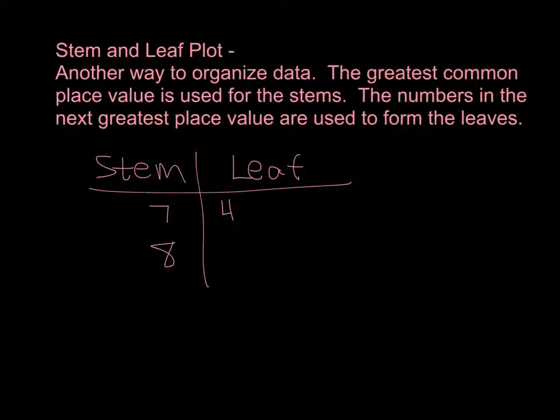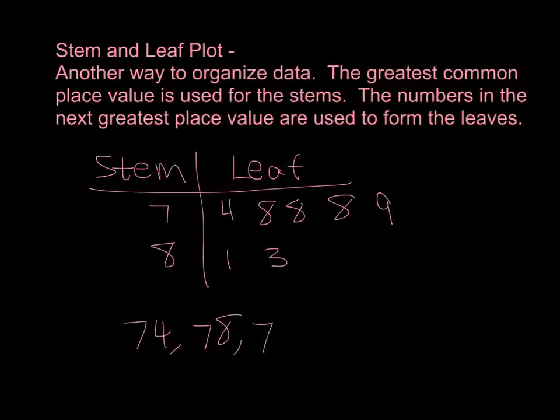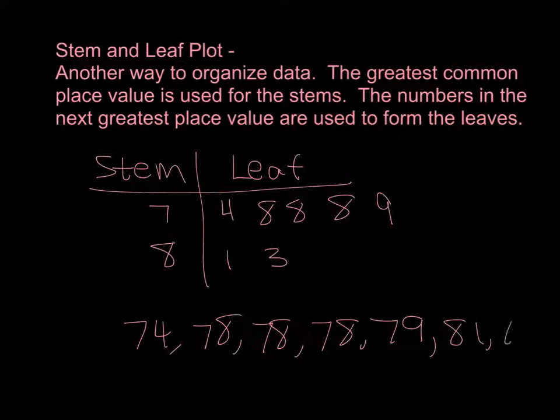There was a 78, and another 78, and another 78, and then there was a 79, and so on. There was an 81 and an 83, and I think that might have been the highest, I'm not sure. But in any case, the values here really are 74, 78, 78, 78, 79, 81, and 83, but we simply display it in a little bit different way.